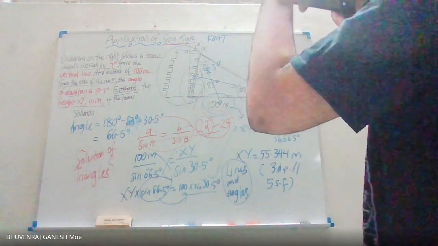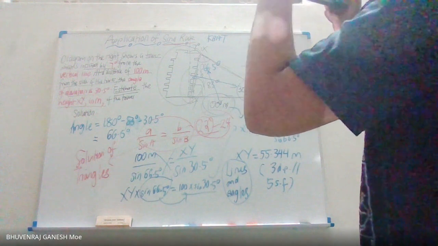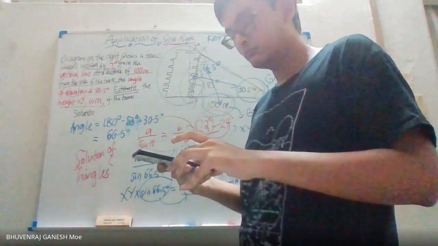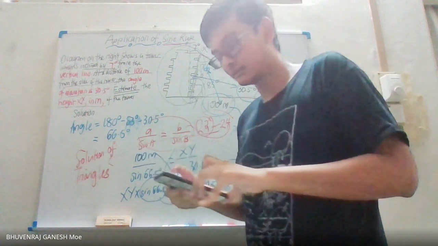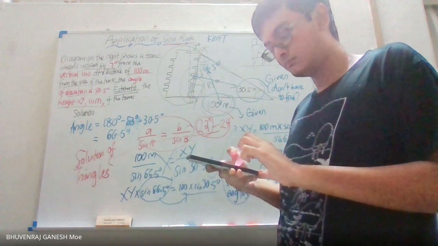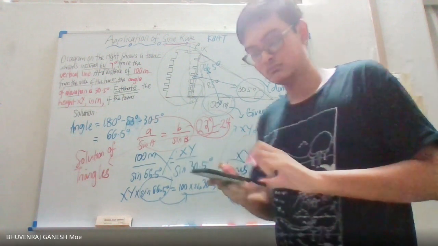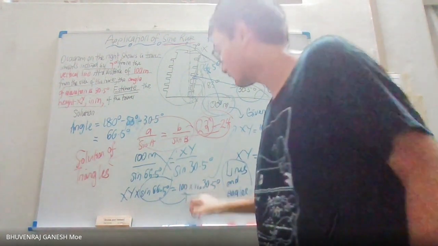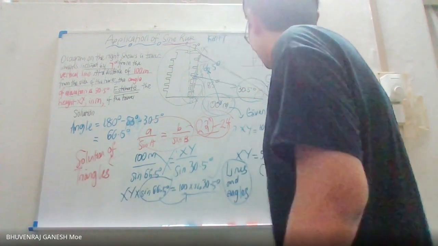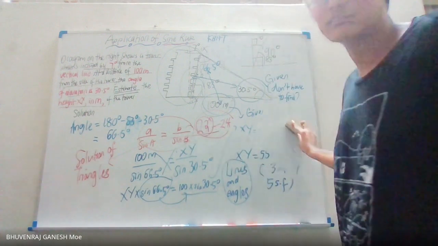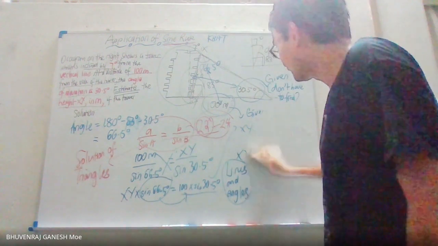So next, this is the end. Next, we will be going to the ambiguous case. The ambiguous case is the next subtopic. It is an application of the sine rule. We can only apply the ambiguous case in the sine rule. So let's see how it is.